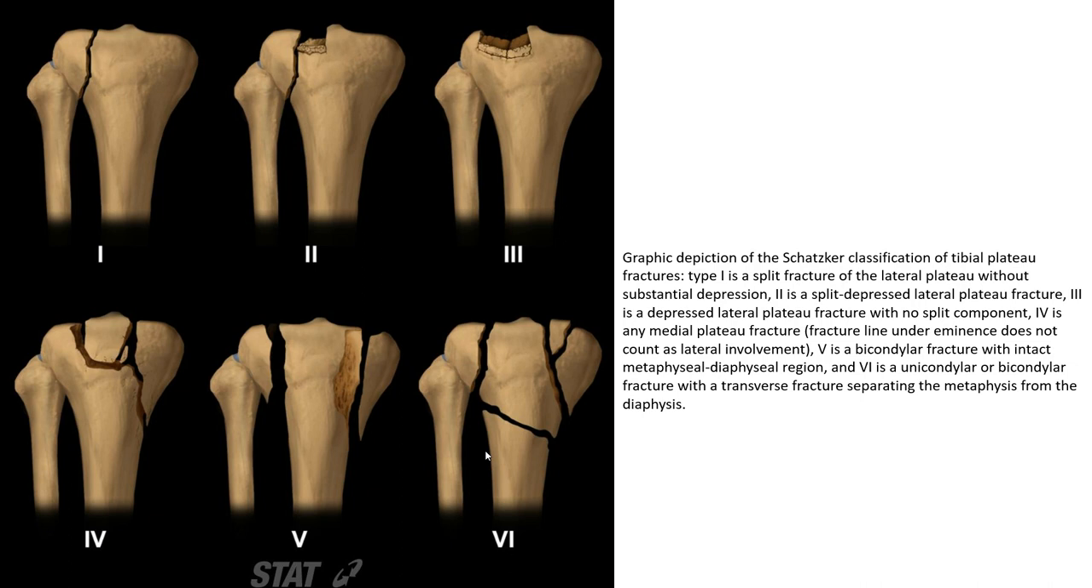Type 4 is any medial plateau fracture. A fracture line under the eminence does not count as a lateral involvement. Type 5 is a bicondylar fracture with intact metaphyseal-diaphyseal region, and type 6 is a medial or lateral condylar or bicondylar fracture with a transverse fracture separating the metaphysis from the diaphysis.